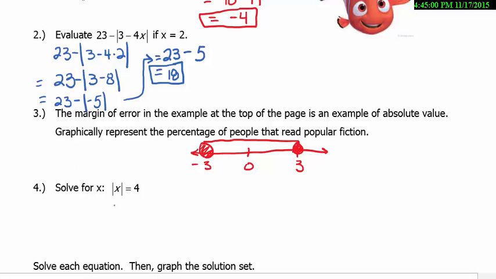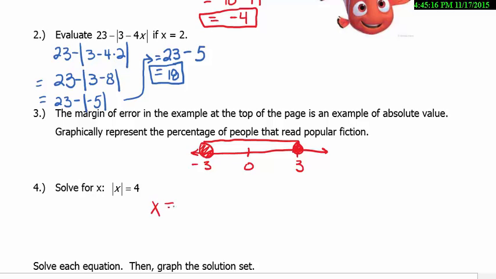Okay, let's look at number 4. It says solve for x. The absolute value of x is equal to 4. What that means is the value of x could be either 4 or negative 4, because the value of x is 4 units from 0. So we have two cases.